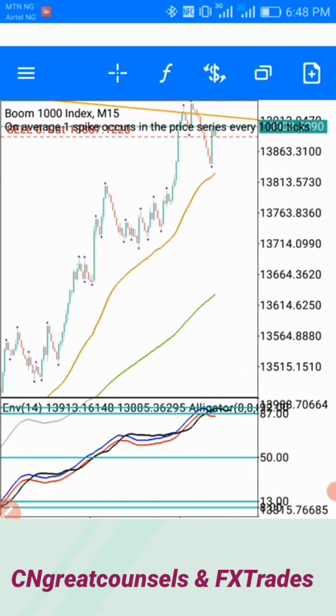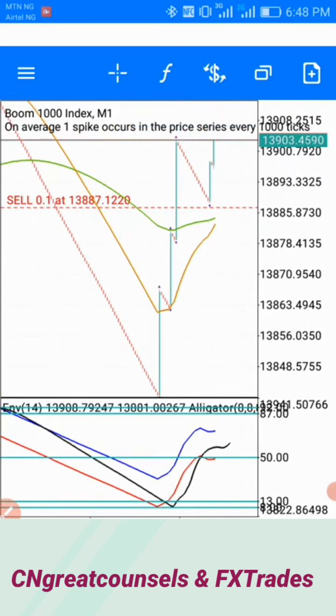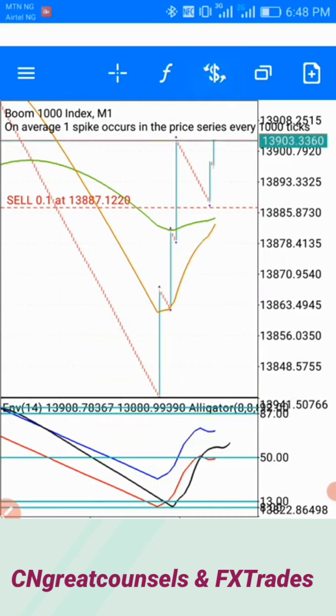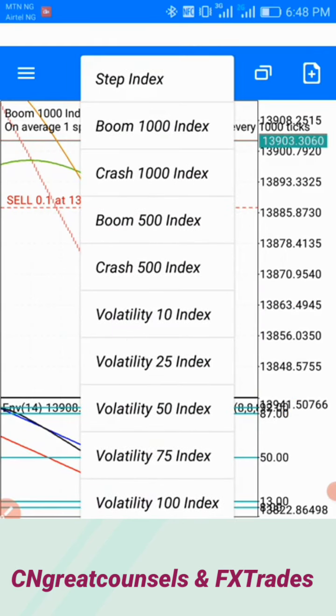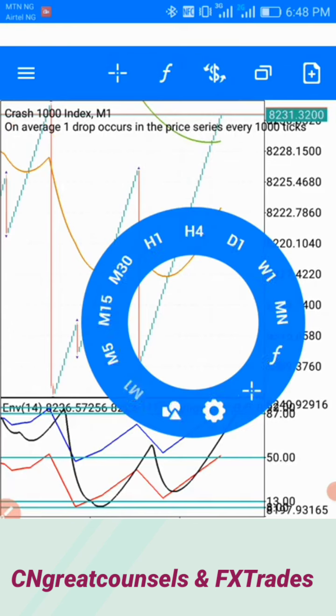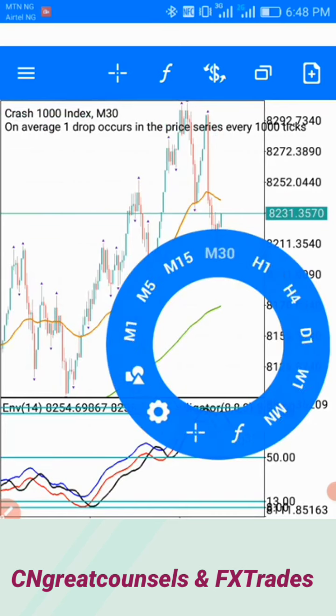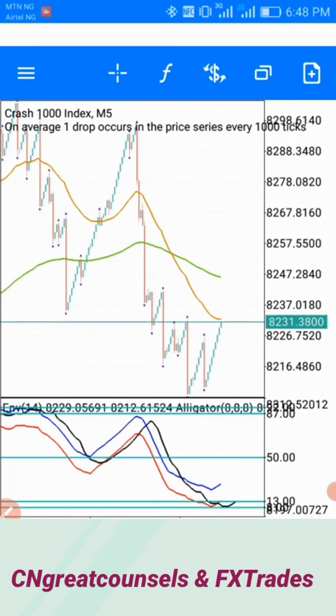So that's just the strategy. Take your time to watch it, of course. Watch it over and understand it, and then like I said, you practice it on your demo for at least between 1 to 3 days, and then you master it and know how it works, and then you start trading with it on your real life account.